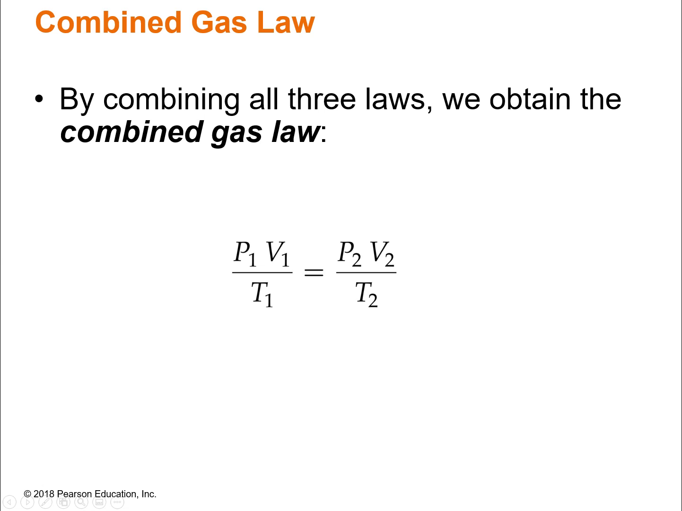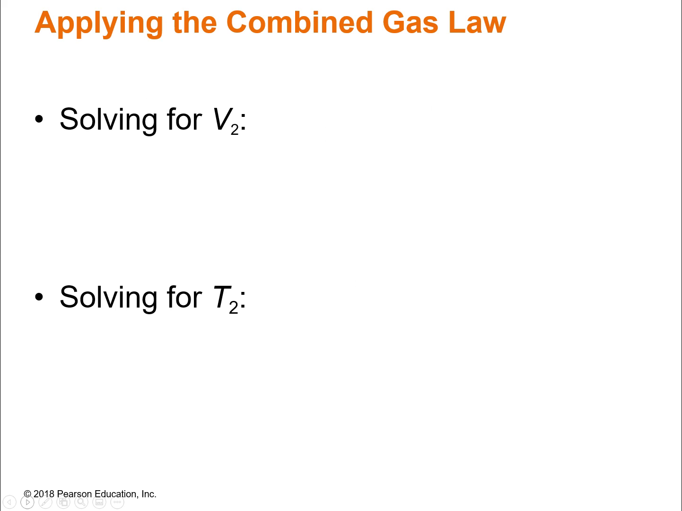We can combine all of these gas laws together. And it looks like this. P1 V1 over T1 is equal to P2 V2 over T2. You're going to need to cross multiply just like before, and I'll show you. So let's say that we want to solve for V2.